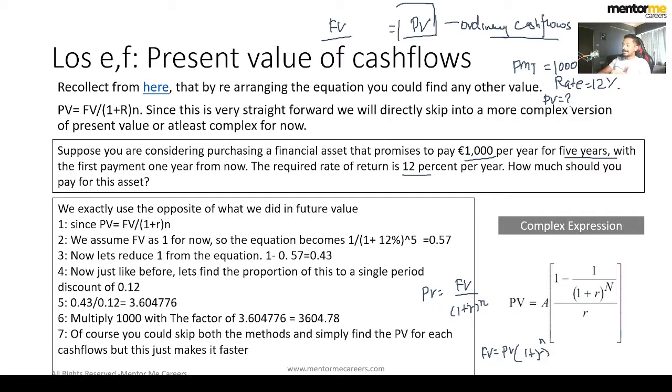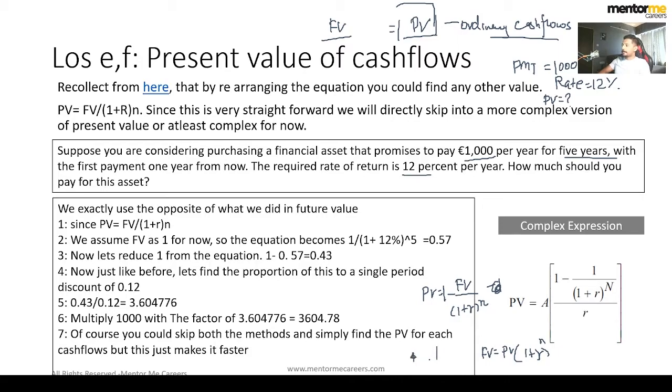Remember, just like the future value expression, we need to remove the effect of 1, right? So if we try to remove the effect of 1 in this case, instead of doing minus 1 out here, we can't do that because the expression is for present value. So it's going to be 1 minus this value, right?